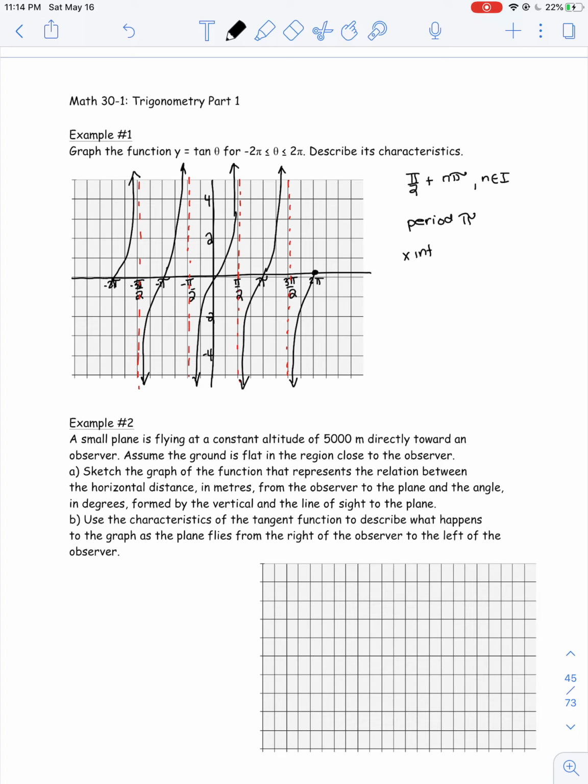We know that the x-intercepts will occur at every pi. So at pi, 2 pi, negative 2 pi. So we're going to say n pi. So every pi, n is an element of integers. The y-intercept is 0. There is no amplitude.